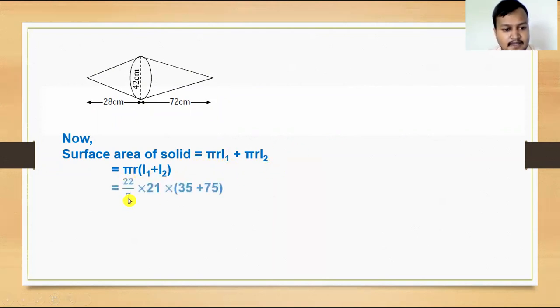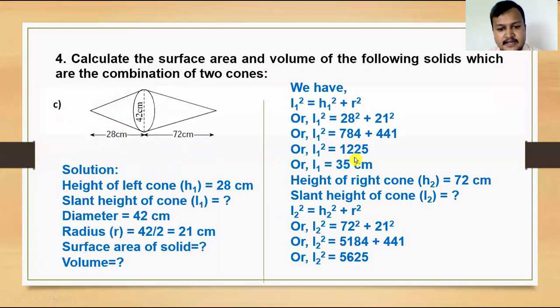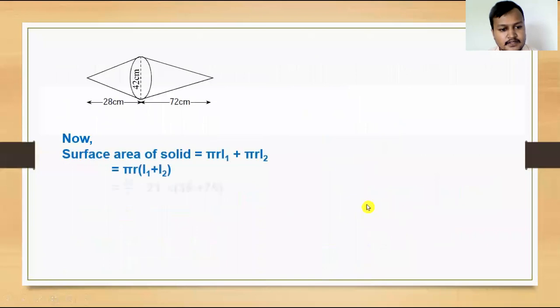Put values. Value of pi is 22/7. Value of radius r is 21. Value of L1 is 35. Is this 35? You can observe the previous slide. L1 is 35 and L2 is 75. Okay, so it is 35 plus 75.